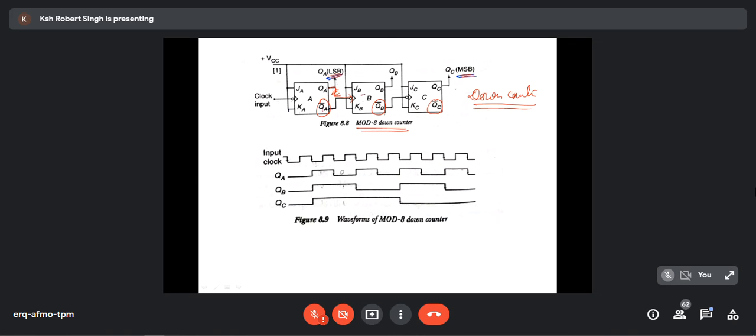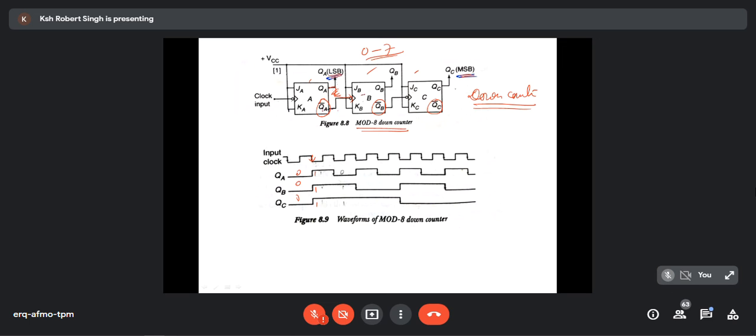Mod-8, yes, it is Mod-8 because 3 flip-flops can count from 0 to 7, you will have 8 different states. So Mod-8, very good, but it will be a down counter. That means starting from 1 1 1. Let's say earlier it is 0 0 0, then in the first clock pulse, it will become 1 1 1. You can analyze it very easily.